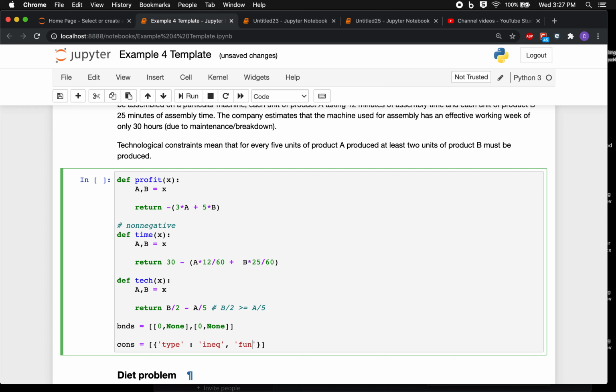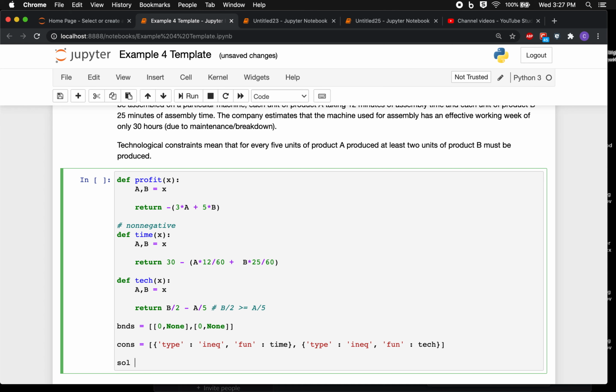And so our function for the first one is going to be time. And then for our second one, we're going to again have a type. We're going to have an inequality constraint. And then the function in the second one is going to be our technical constraint.